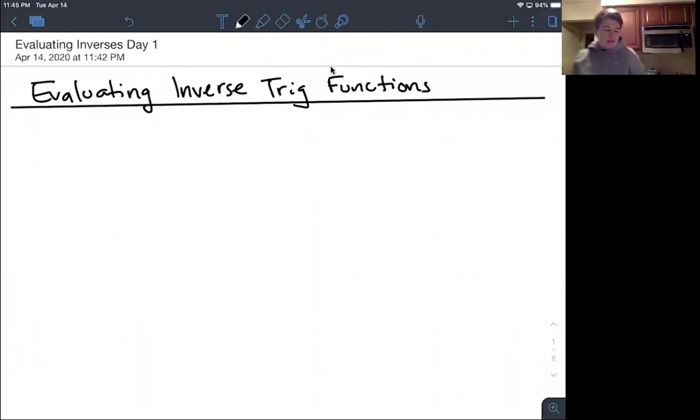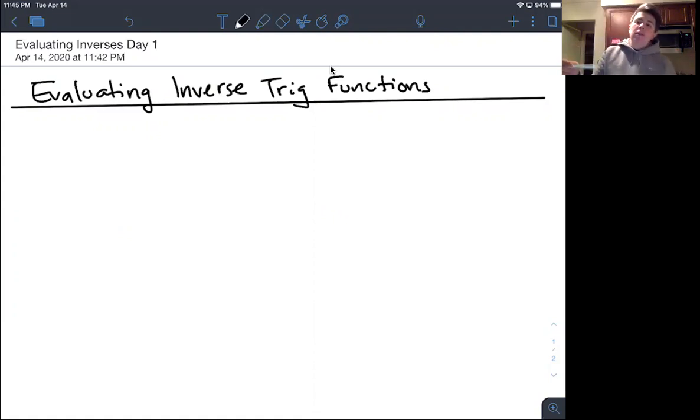Hello, pre-calculus. Okay, so we have been talking about solving equations with trigonometry, and today we're going to shift gears a little bit. We're still in the same world. We're going to talk about evaluating inverse trig functions.